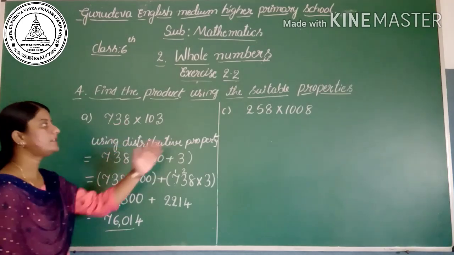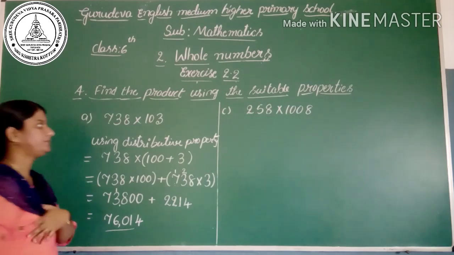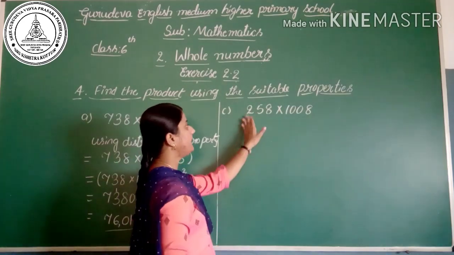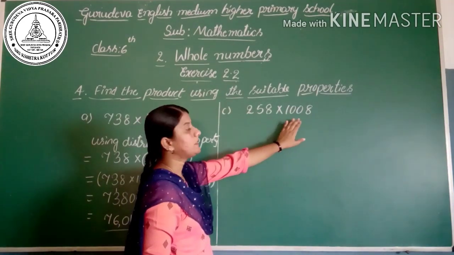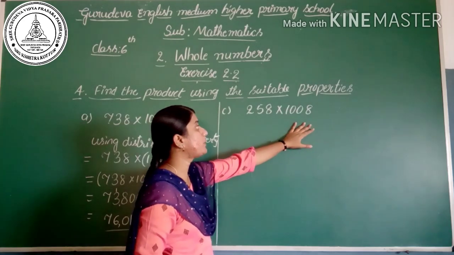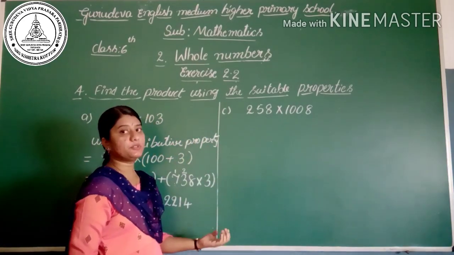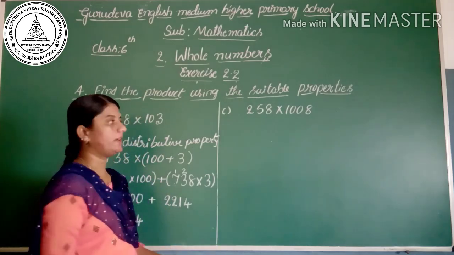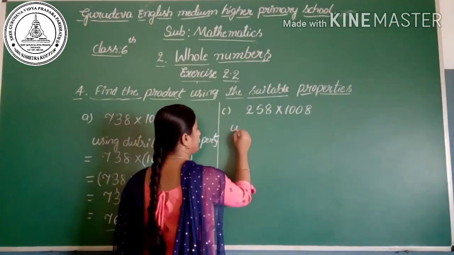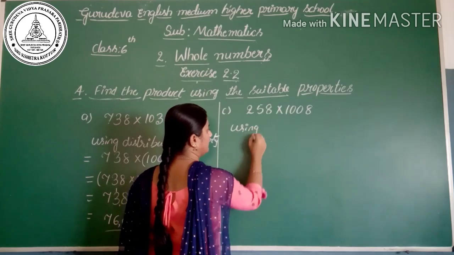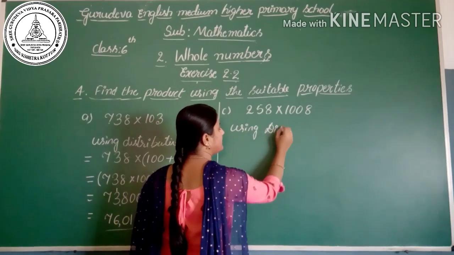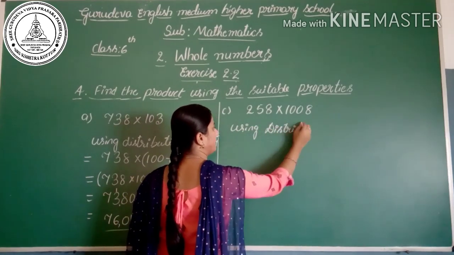Okay. Similarly, solve the third question. That is 258 into 1008. So which property will you use in this question? I will use here distributive property. Yes. Using distributive property.